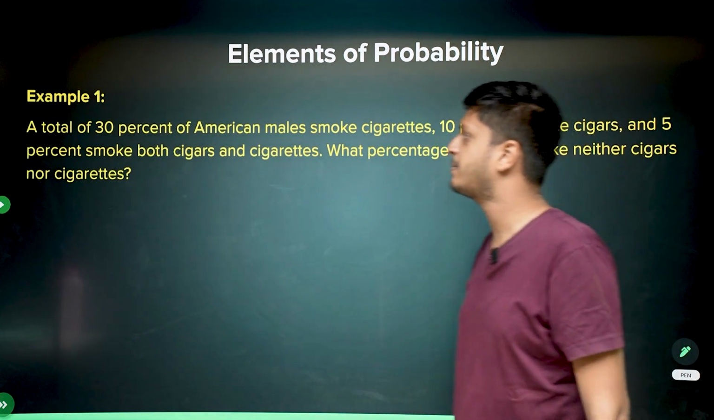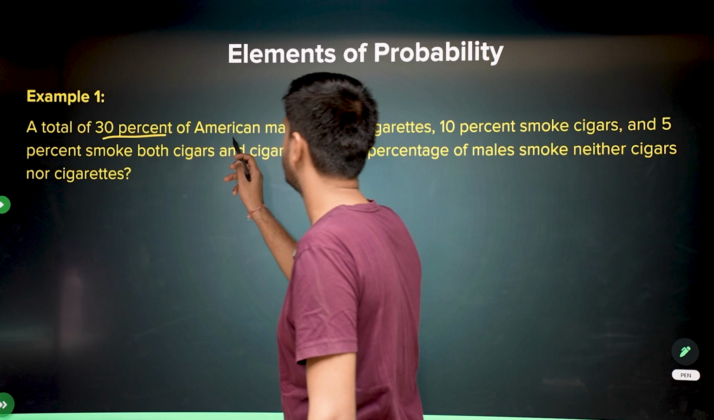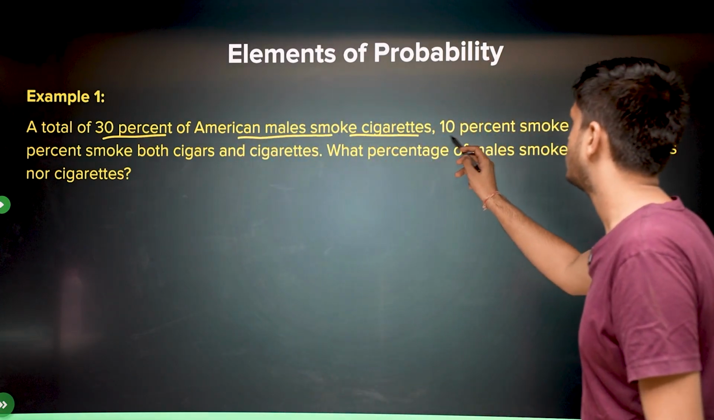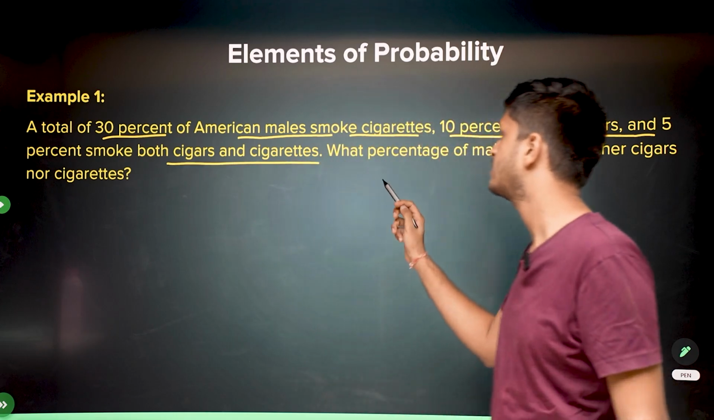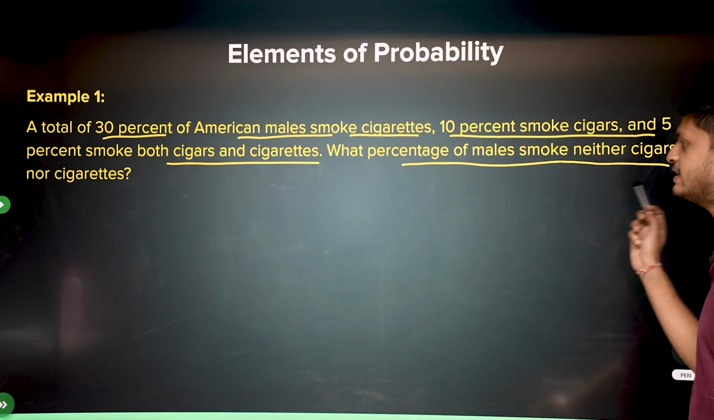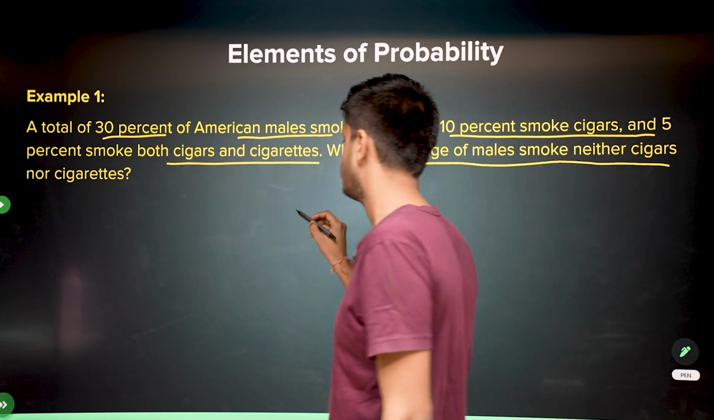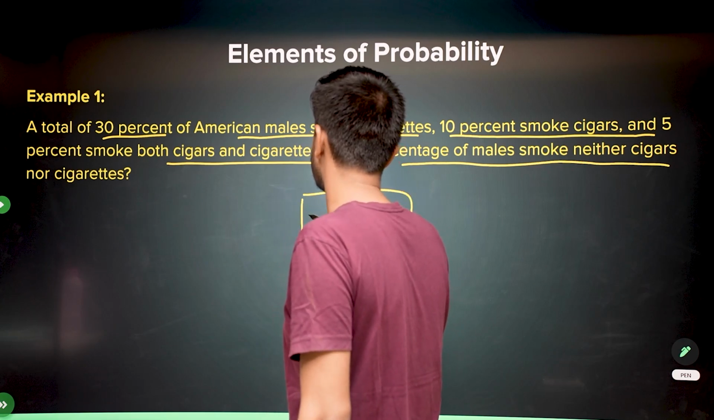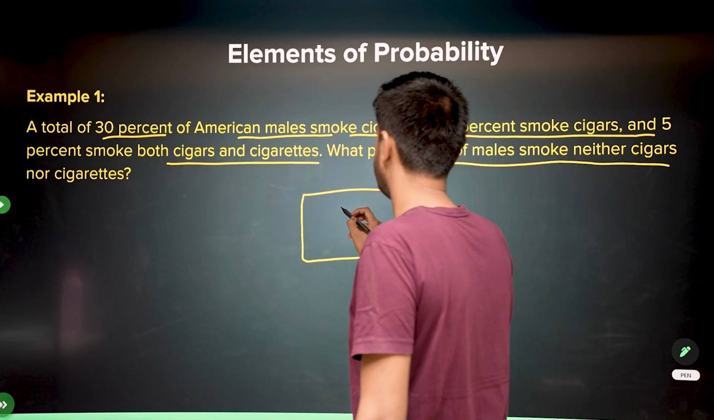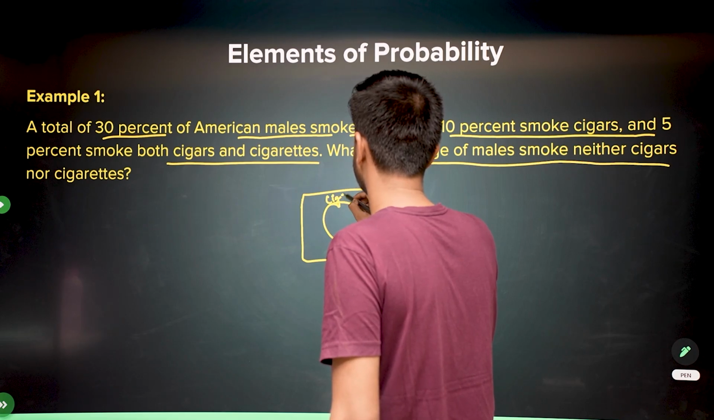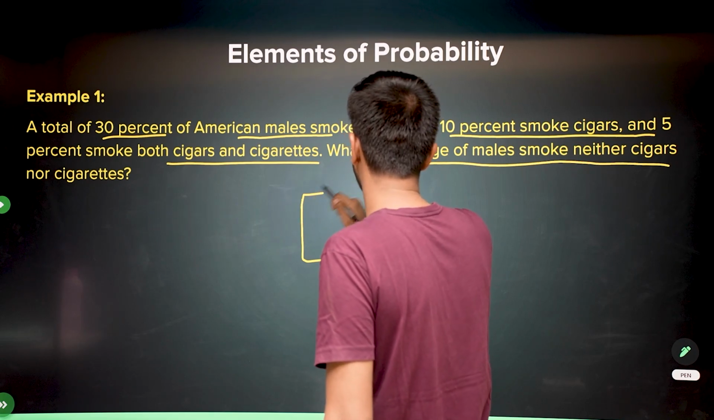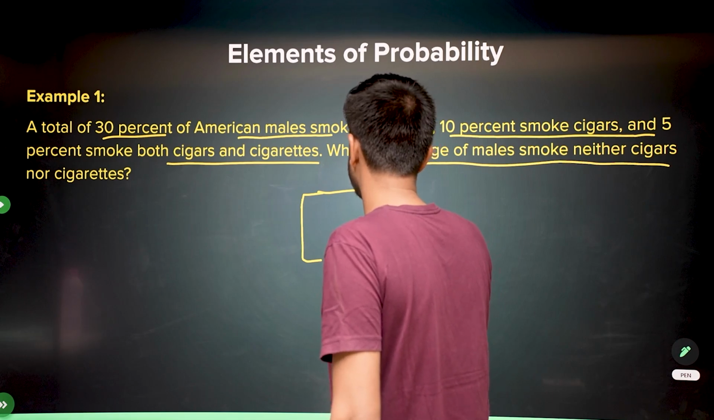Cool. So let's see an example. A total of 30% of American males smoke cigarettes, 10% smoke cigars, and 5% smoke both cigars and cigarettes. What percentage of males smoke neither cigars nor cigarettes? Okay. So there are two types of population given. 30% smoke cigarettes. Let's say cigarette is a longer word, so let's call them set A and B.